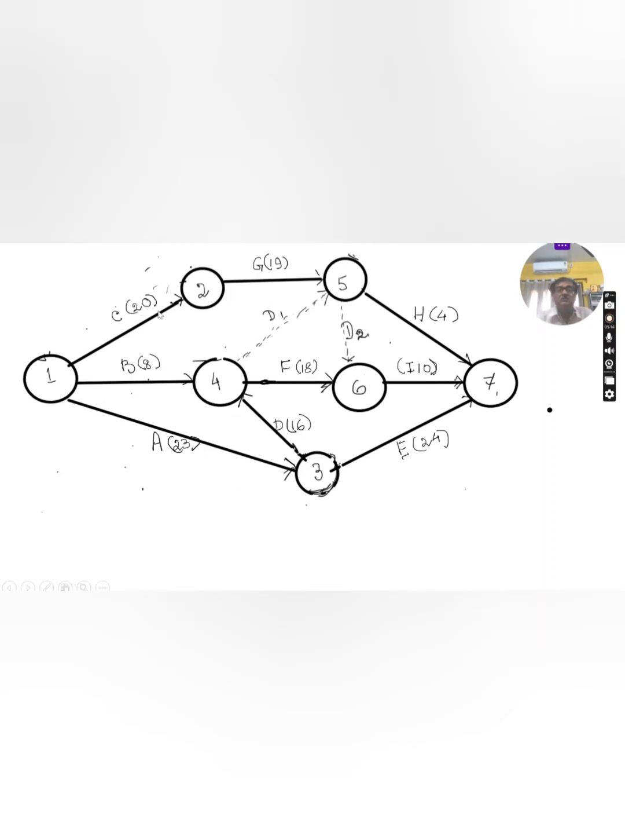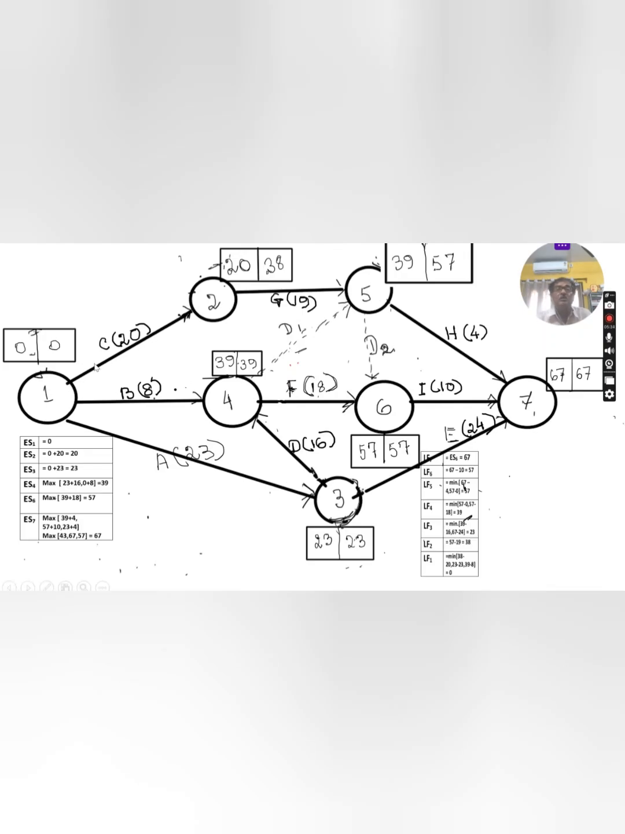So this is the network, drawn with the time durations of the activities given. Now we have to discuss how we develop the critical path for this project. What we will do: first determine the earliest start time for each activity. ES1 means the earliest start time of this node. ES2 means the earliest start time of this node. And 1 and 2 is the activity connected by these 2 nodes. So first of all, we have to find out the earliest start time for each node. How we will determine it, I will discuss.